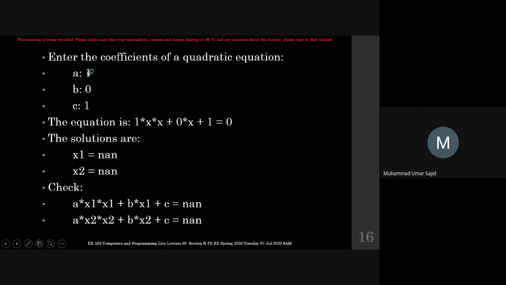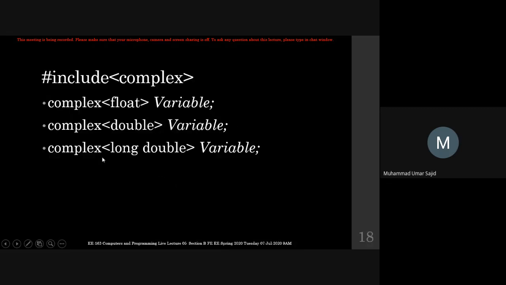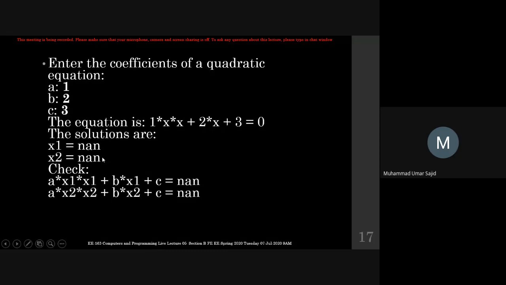Here, if I write x square plus 1 equals 0, obviously x square equals minus 1, x equals plus minus iota, or plus minus j in electrical engineering. So this says not a number, so it's complex. If I write 1, 2, 3, it says not a number. Obviously, it's putting out complex numbers over here. So there is a way to deal with complex numbers. It's really simple. I will upload the file here. Let me show the file with the complex numbers.